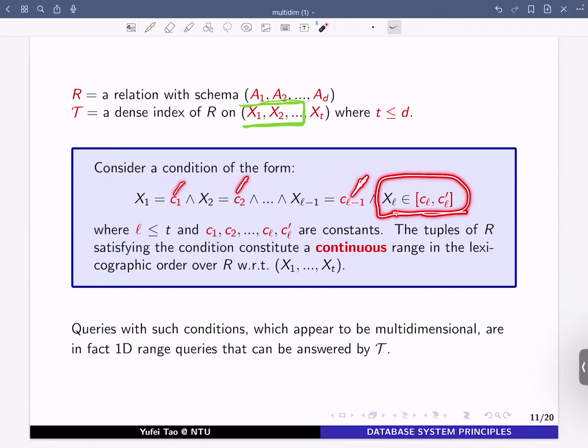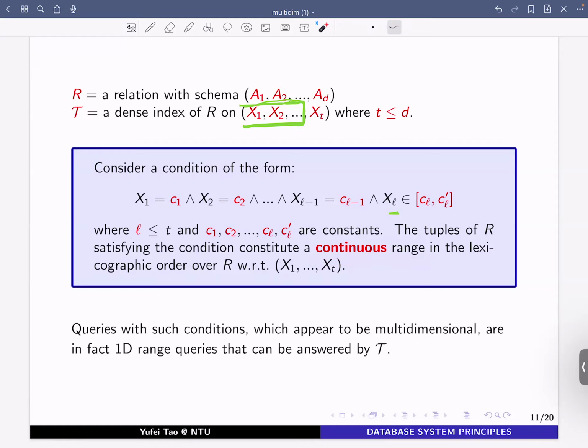Okay, so let me repeat. You must have point query conditions on all the attributes except for the last one. For the last attribute in your prefix, you can put a range condition there. Such conditions can be supported by the B tree because you are able to prove that the tuples that satisfy the whole conjunctive predicate form a continuous range in the lexicographic order.